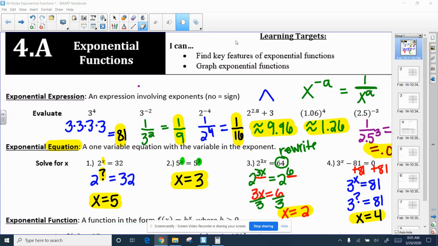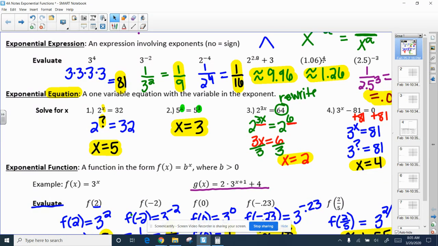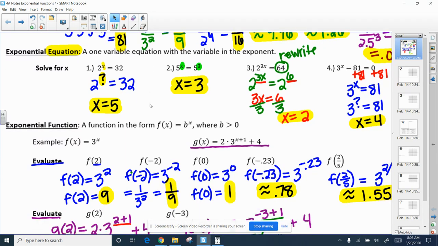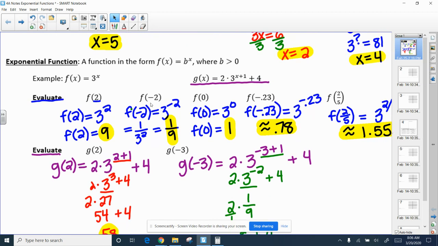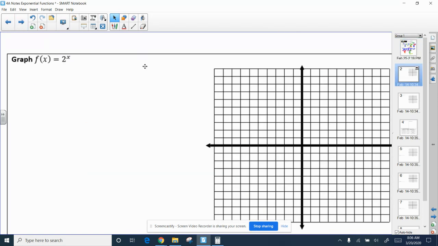So yesterday we talked about expressions, which don't have an equal sign, one variable equations, which we are able to solve for x, and functions. So remember, functions have an input and an output, and an exponential function is in the form f of x equals b to the x power. So we're going to be graphing exponential functions today.